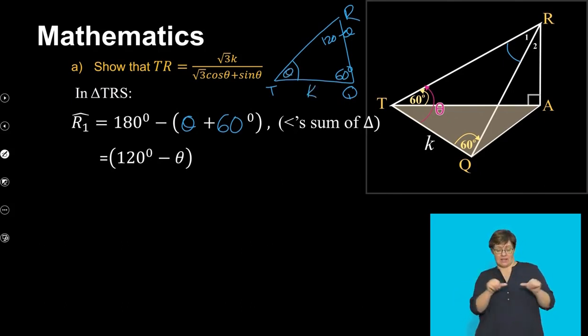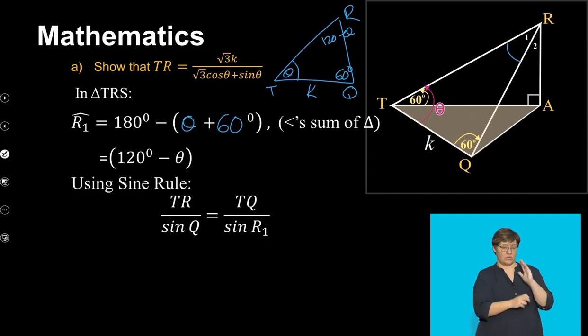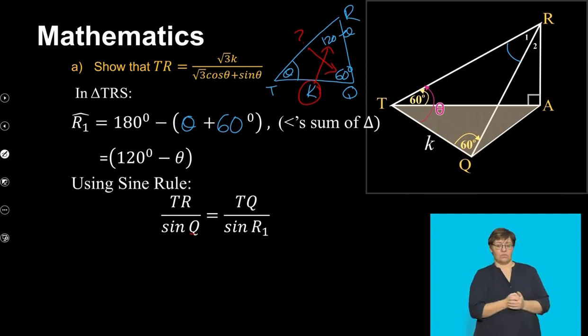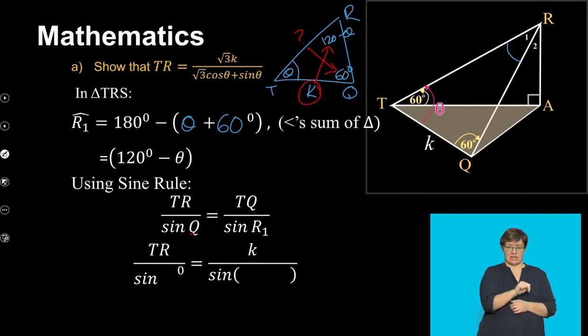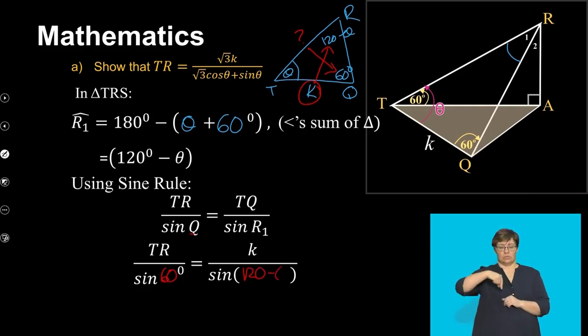So now we're going to apply our sine rule to that triangle. And how are we going to use sine rule? Let's remind ourselves. Because we're looking for TR, we're going to say TR over the angle across from it, so sine of Q, will equal TQ over sine of R1. Now we're just going to put in our values. We get TR, and the angle across from TR is 60 degrees, and then TQ is K, and we already worked out R1 to be 120 minus theta.